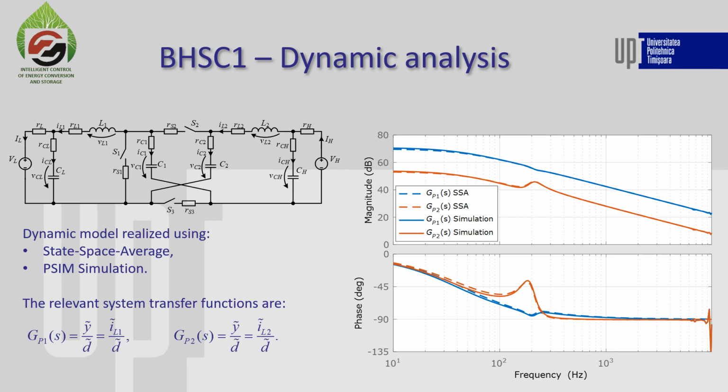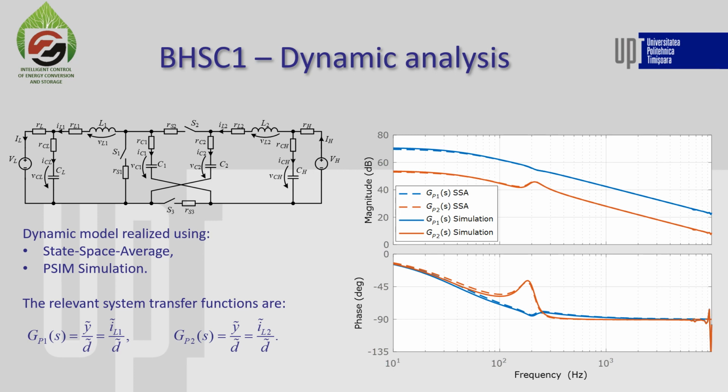Here on the right we can see the frequency responses obtained by the two methods. We have the simulation results here and the results performed with the state space average. And we see that the two sets of results are pretty much identical, even if the PSIM simulation achieves much closer results to reality.